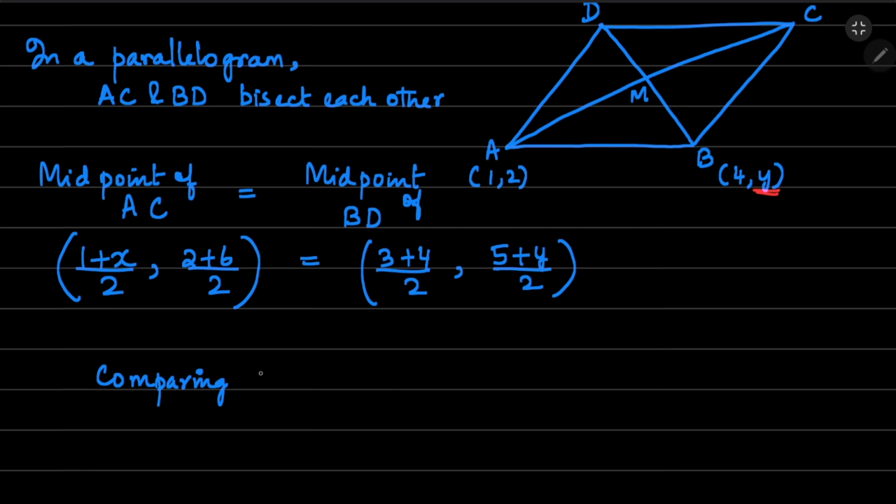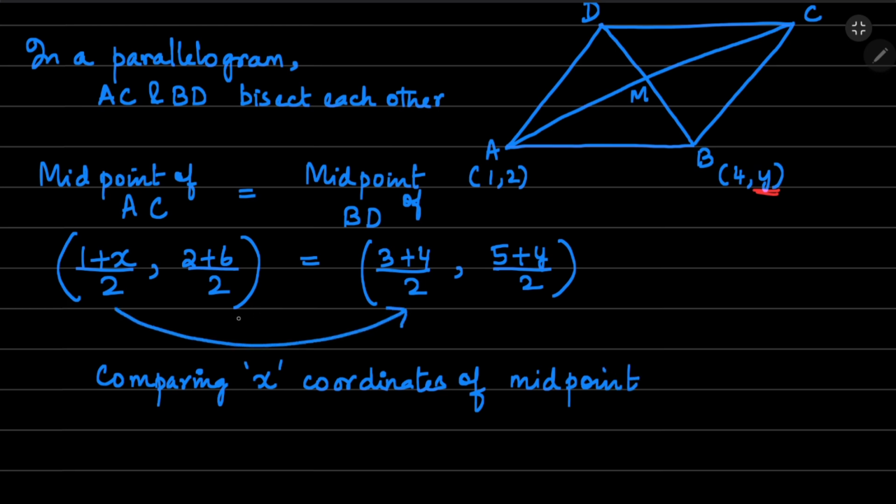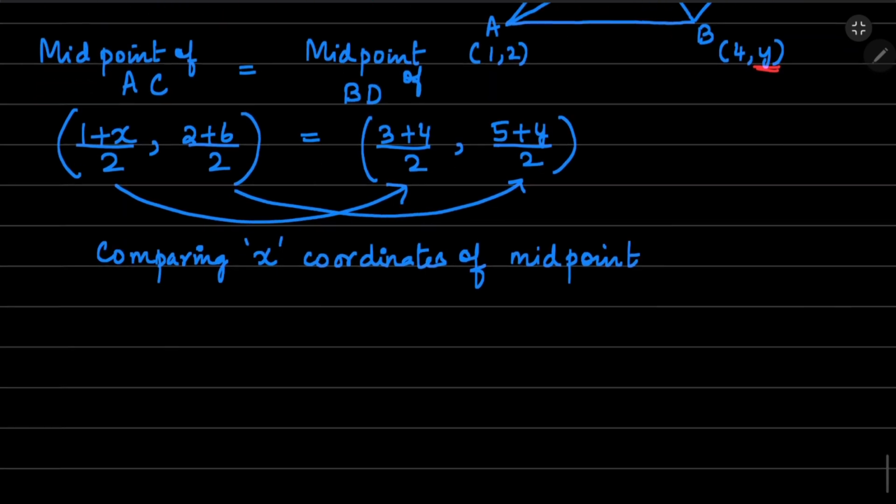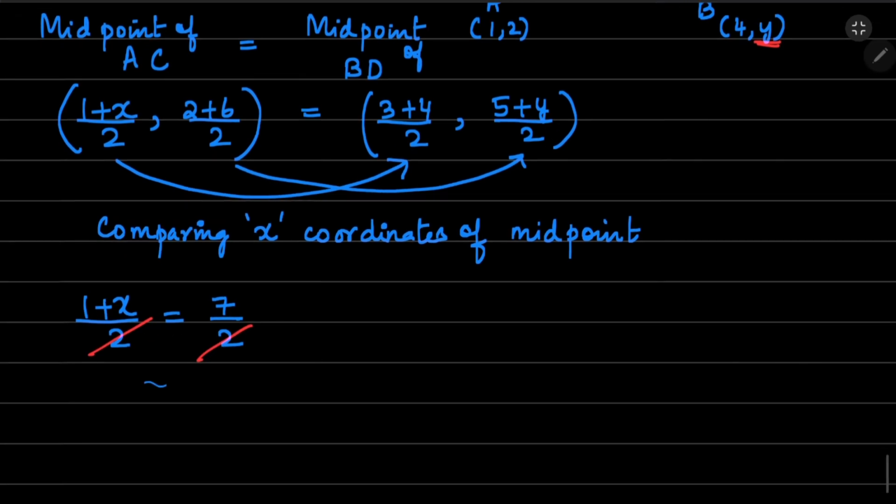Comparing the x coordinates of the midpoint. Okay, you can compare the x coordinates. They are equal, right? This and this. So when you compare, what do you get? (1 plus x) by 2 is equal to (3 plus 4), that is 7 by 2. The by 2 will get cancelled on either side. And x is equal to 7 minus 1, which is x is equal to 6.